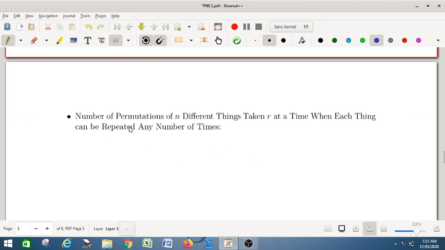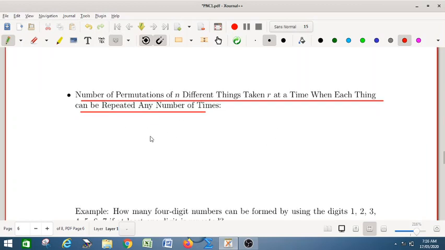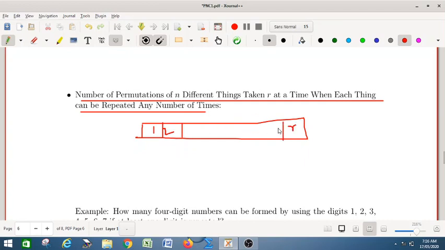Now we have the next problem. The next formula, we must say, is: number of permutations of n different things taken r at a time when each thing can be repeated any number of times. Already we have discussed this. So suppose there are r boxes, 1, 2 and so on up to r, and you have n different things. There is no restriction on repetition.